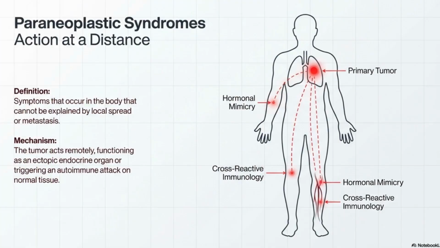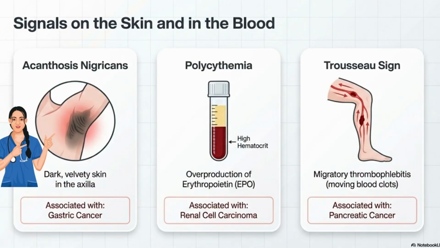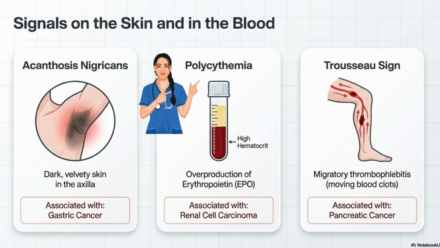Next one, and very important one for your theory, is paraneoplastic syndrome. These are symptoms that cannot be explained by the local spread of the tumor. For example, acanthosis nigricans, the dark velvety skin in the axilla. It is seen in gastric cancer. Polycythemia. It is seen in renal cell carcinoma due to production of erythropoietin.